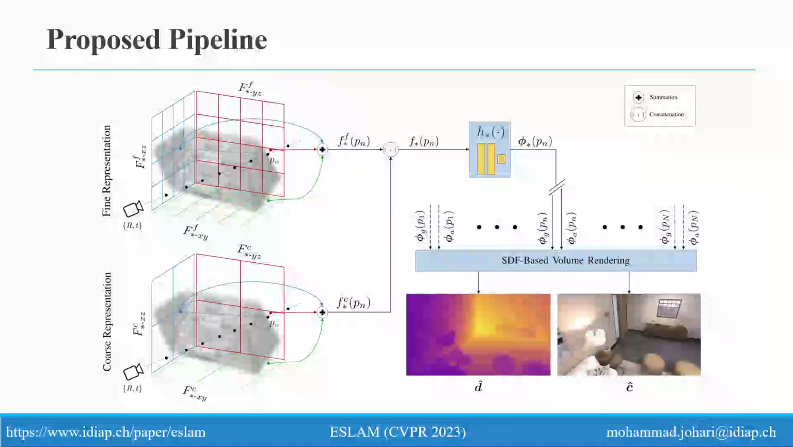Our approach utilizes a multi-scale triplane representation and shallow decoders to predict the signed distance field and color for each 3D point. These predictions are then used to render pixel depths and colors using an SDF-based volume rendering technique.